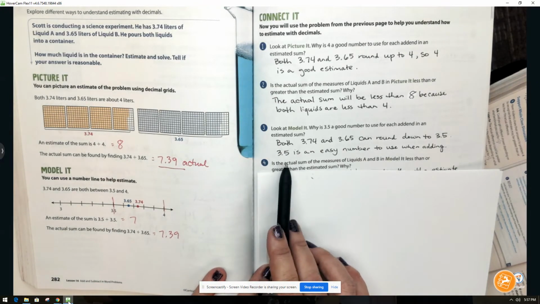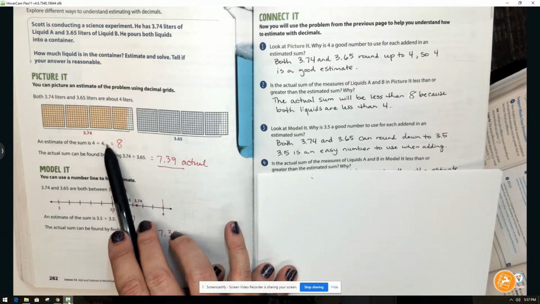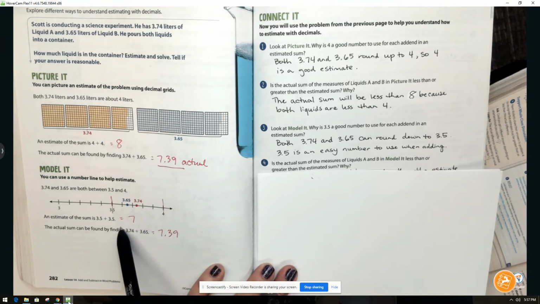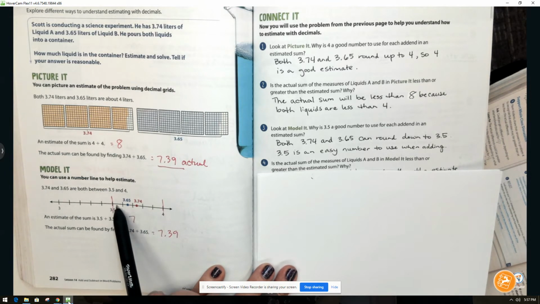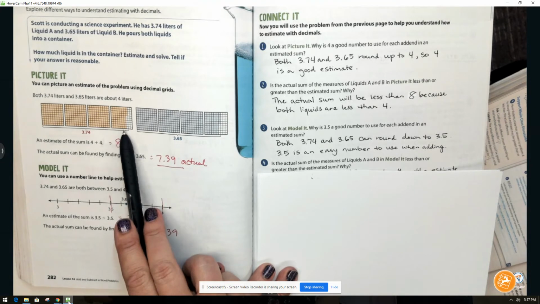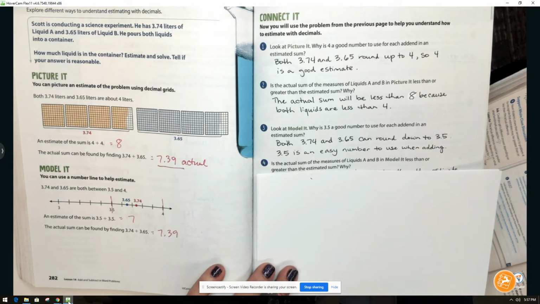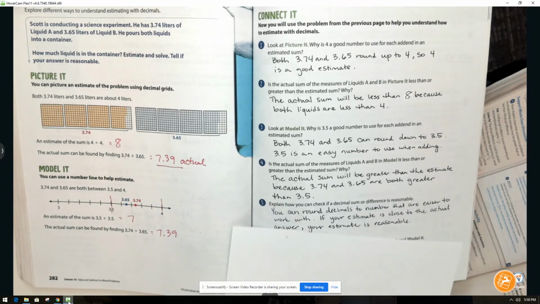So when we rounded up here, we got a number that was too high because we rounded both numbers up. Down here, we rounded both numbers down, so we got an estimate that was too low. Now, the closest would have been if we rounded one up to 4 and one down to 3.5, and then we would have got an estimate of 7.5, which would have gotten us really close to our answer. But that's okay. That's not what we're working on today.